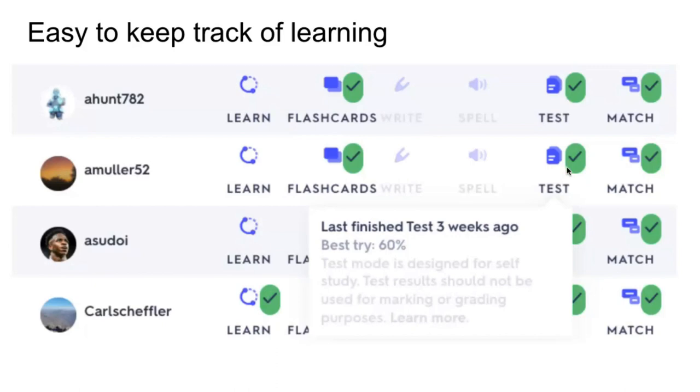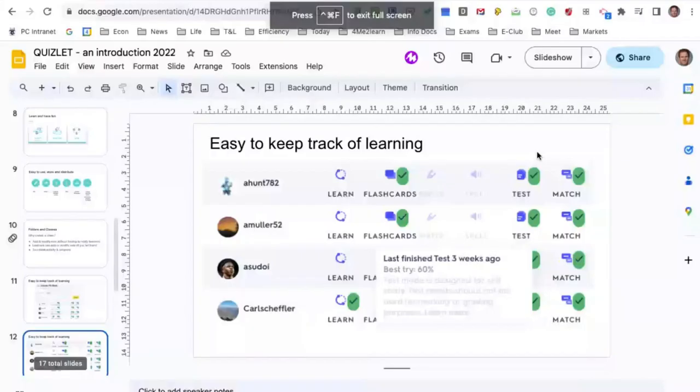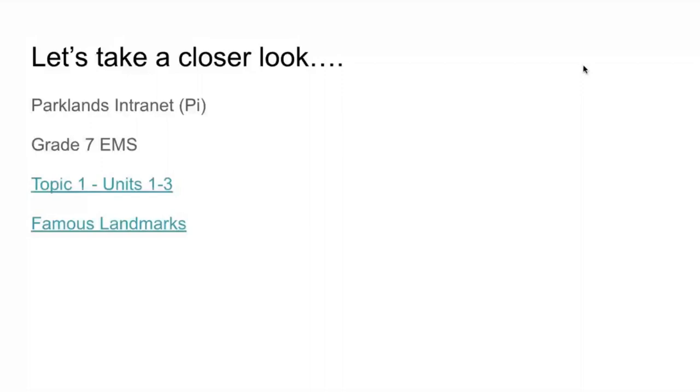And it tells me that this particular learner finished the test 3 weeks ago and they got 60% for that test. So I can have a look at this and then I can call that learner and say to them, look, I think you need to spend a bit more time on the learn activity and then try and redo the test and see if you can get yourself up to 80 or 90%. So that's actually a really, really nice feature of setting your classes up and then you can keep tabs on how your learners are doing.